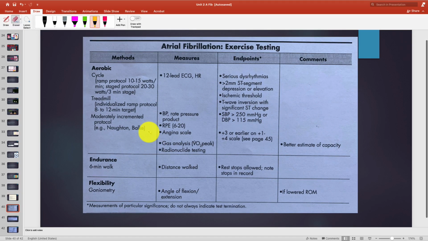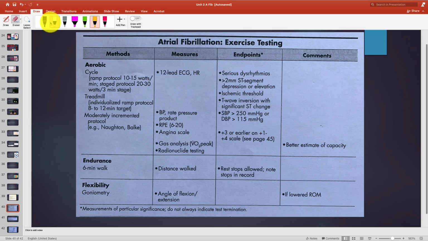So let me get rid of some of these for you guys here. Okay, so we are going to not worry about this. And we are not going to worry about this.